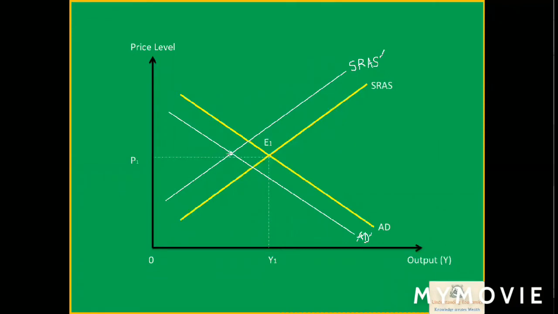And if you take this equilibrium point and draw a vertical line on the horizontal axis, you will get the corresponding level of output. We can denote it as Y2, and if you draw a straight line from the equilibrium point to the vertical axis, then we will get the corresponding level of price.